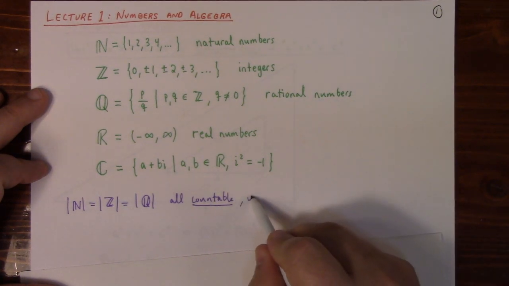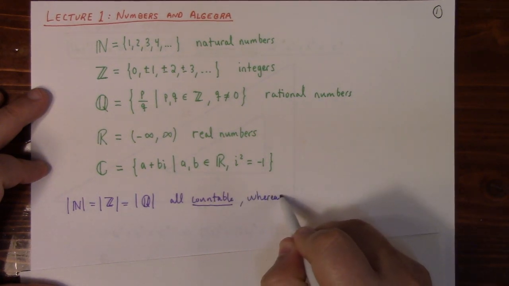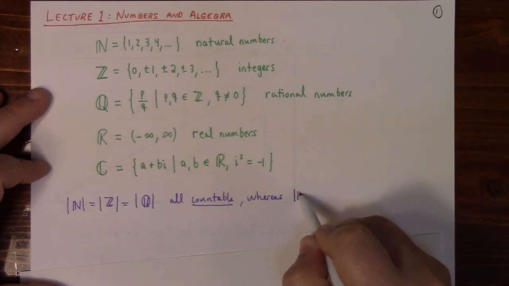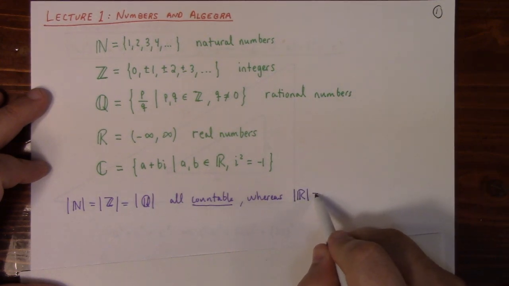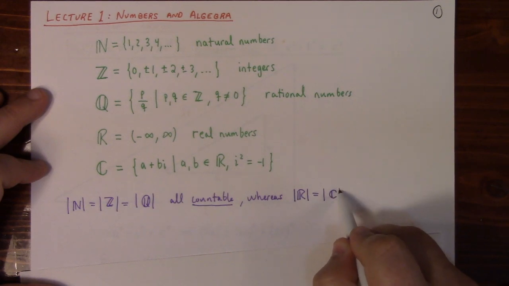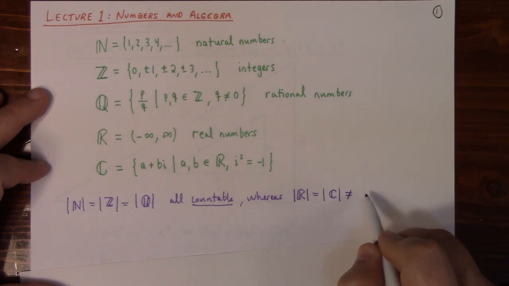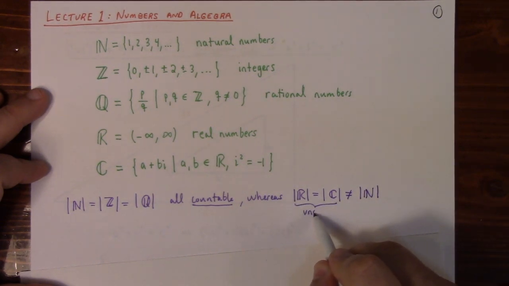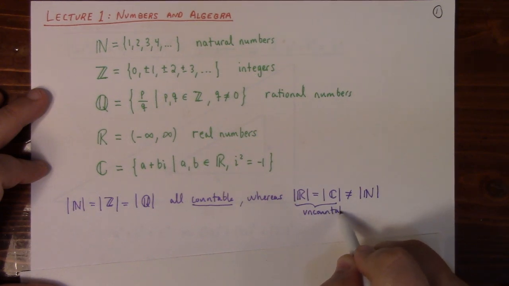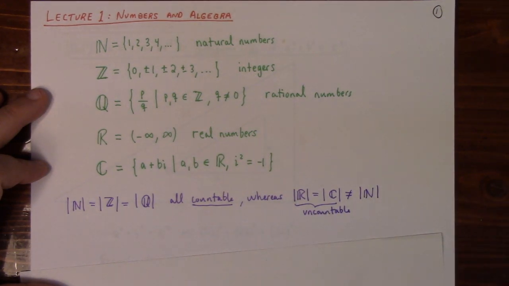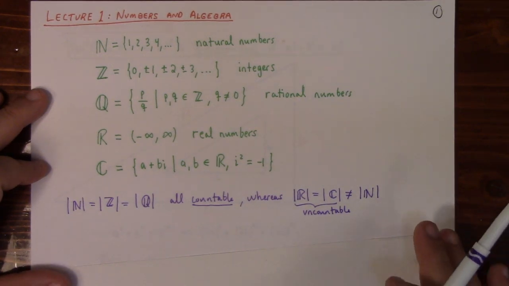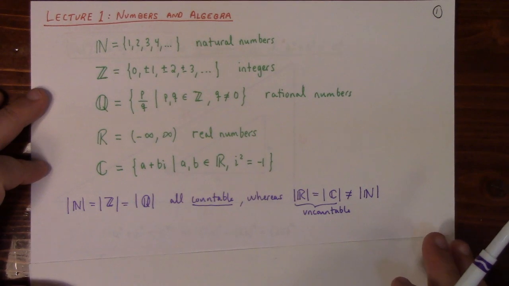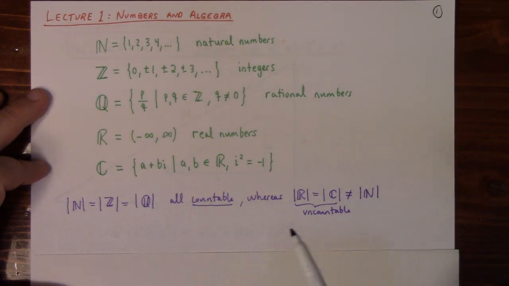Whereas the cardinality of the reals is equal to the cardinality of the complex numbers, and that is not equal to the cardinality of the natural numbers. So these guys are an example of an uncountable set. Okay. Anyway, that's part of a much longer story about cardinality and all that. That's pretty much all I'm going to say in this course about that, actually.